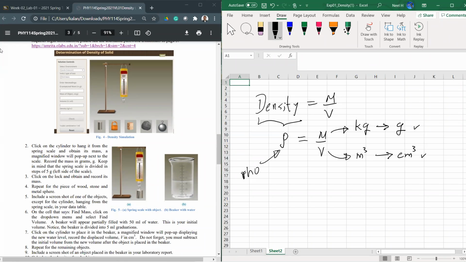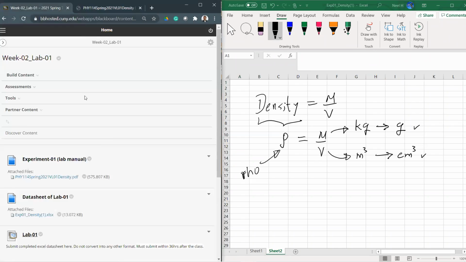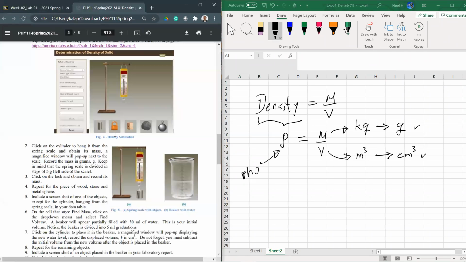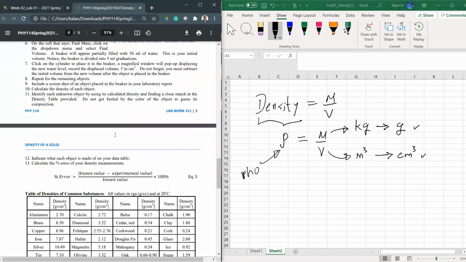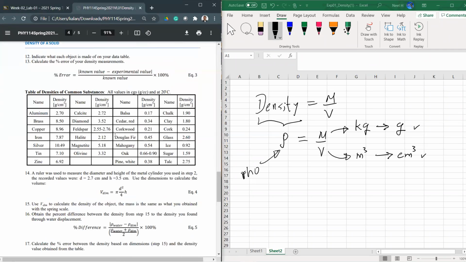And also at the end of the experiment, we will compare those numbers to the standard values of three different materials. So those values in this table are given in the same unit, okay? Because of that, we will keep the same unit. So the density is measured at the end in grams per cubic centimeter, okay? That's the plan.